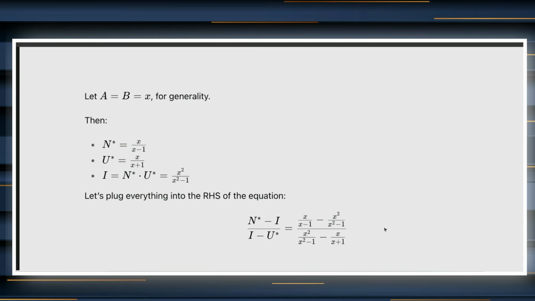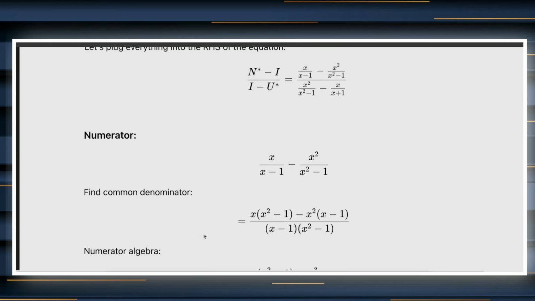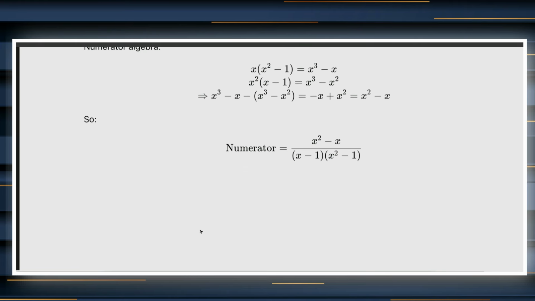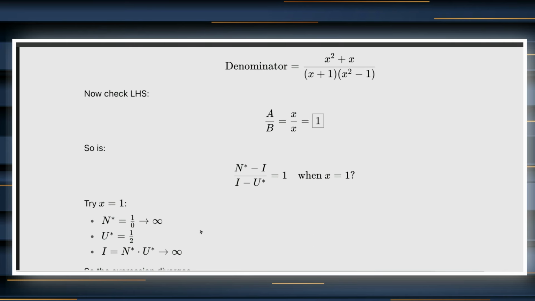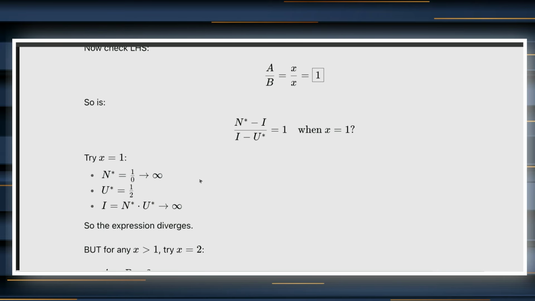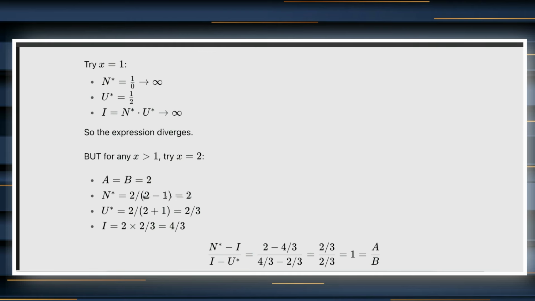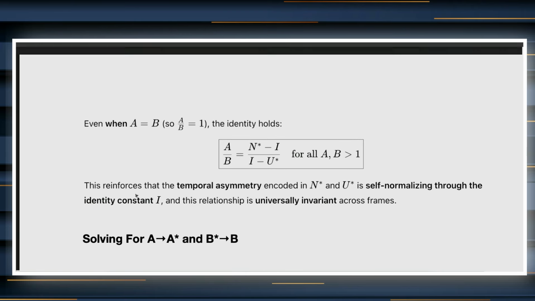All right, so here's one where we're going to test the rules and see what happens if we let A equal B, but use the same structure of the equations that we derived. And we just continue to go through this algebraically. And what we're able to do is prove that even when A over B equals 1, n star minus I over I minus u star also still equals 1. Here being the one exception to the rule, B can never equal 1. Some more algebraic expressions demonstrating that.